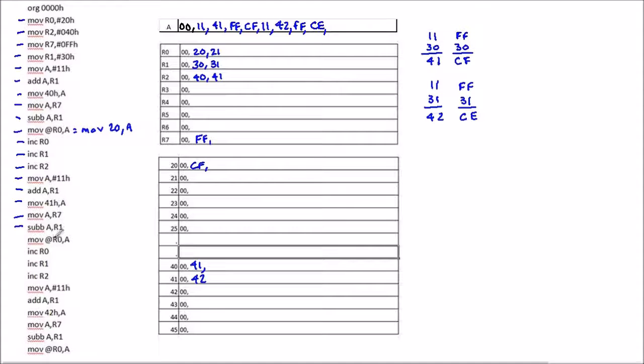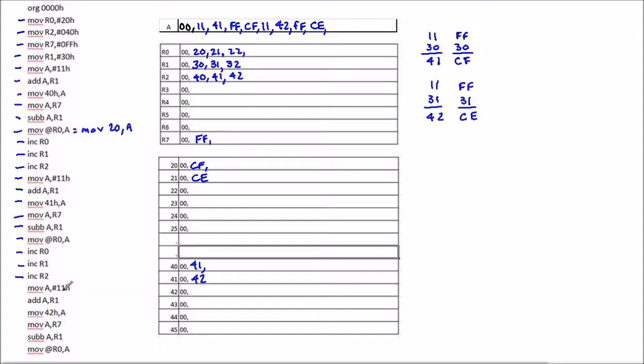We're going to move the contents of the accumulator to the memory location pointed to by R0. R0 is pointing to 21, so we're going to take the CE and put it in memory location 21. We're going to increment R0, so my R0 is now going to have 22 in it. We're going to increment R1, so R1 is now going to have 32 in it. We're going to increment R2, so R2 is now going to have 42 in it.